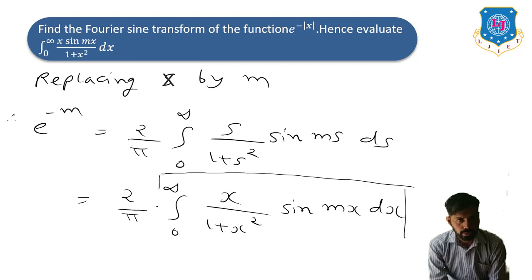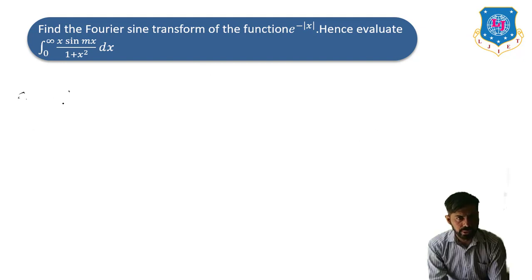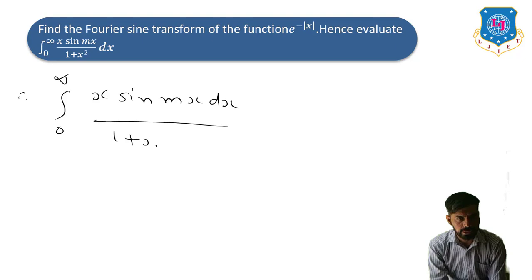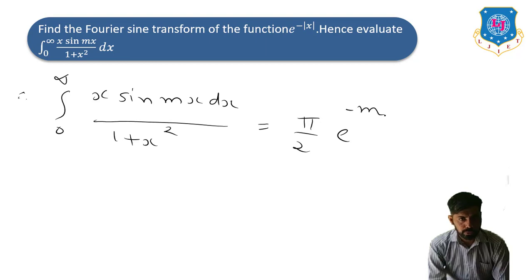Now as we have to find the value of this integration, this can be written as the integration from 0 to infinity of x sine mx dx whole divided by 1 plus x square, that is equal to pi by 2 into e raised to minus m. So this is the value of this integration.